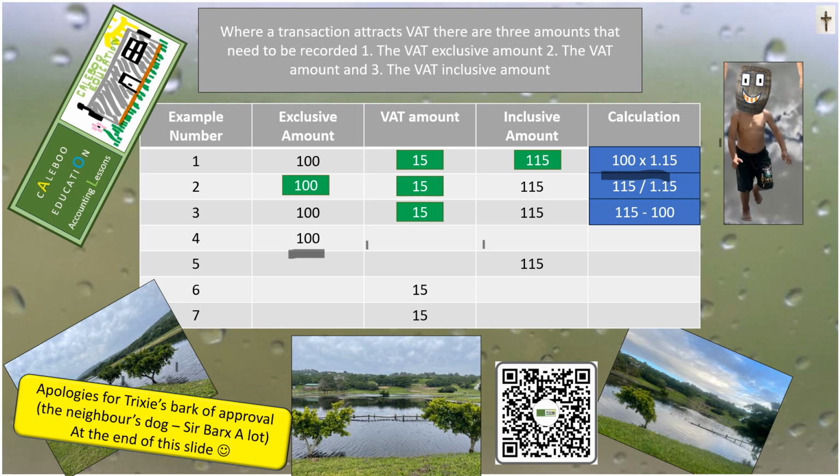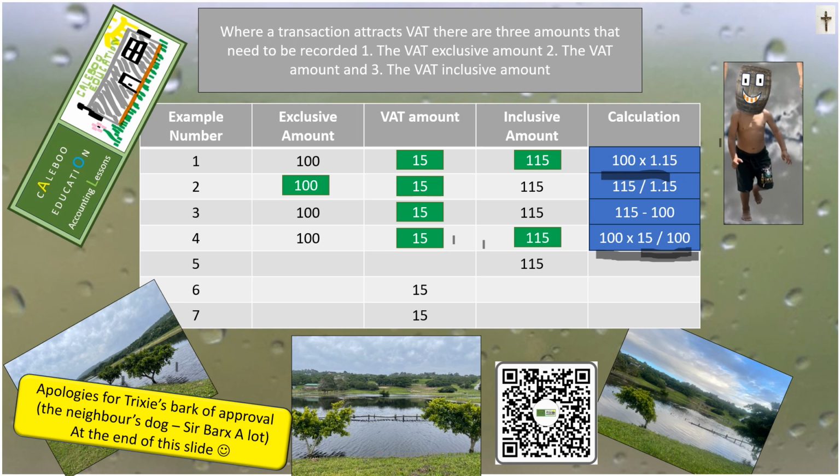So what we're going to do is calculate the VAT amount first. The exclusive amount is 100, and if I say 100 times 15%, 15% is 15 over 100, I will get the VAT amount. And to get the inclusive amount, I just say 100 plus 15 is equal to 115.